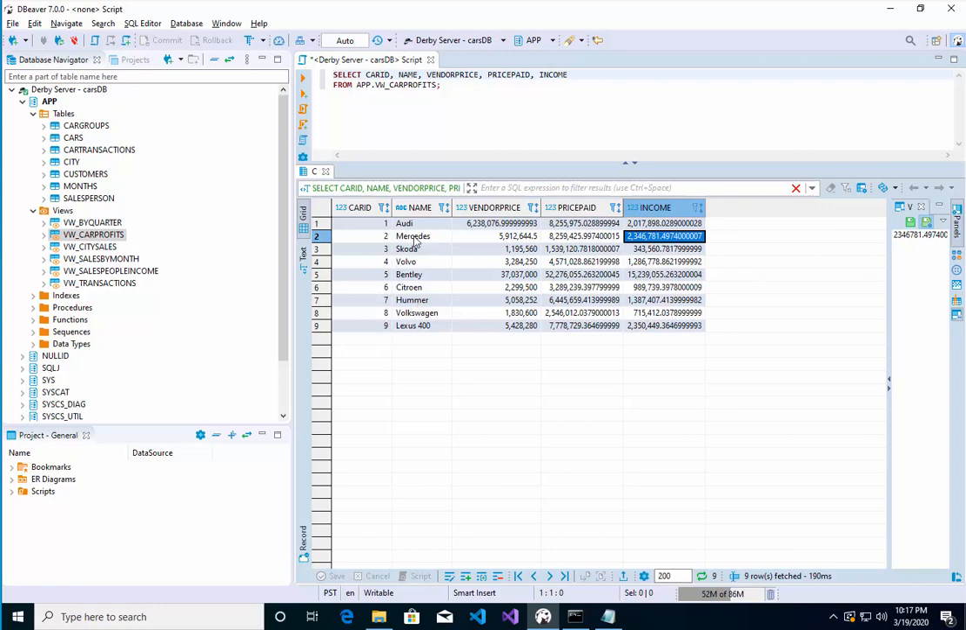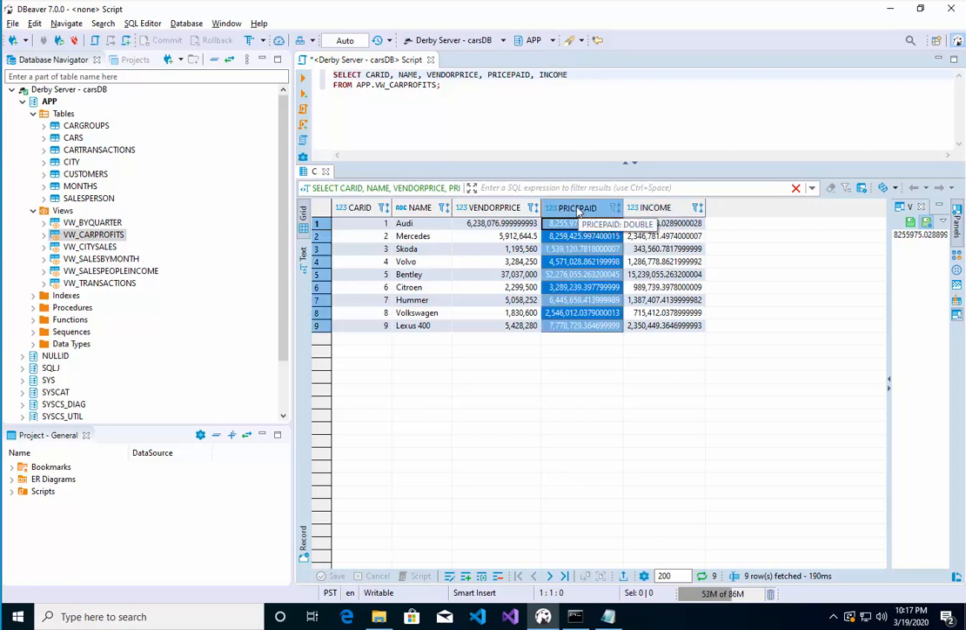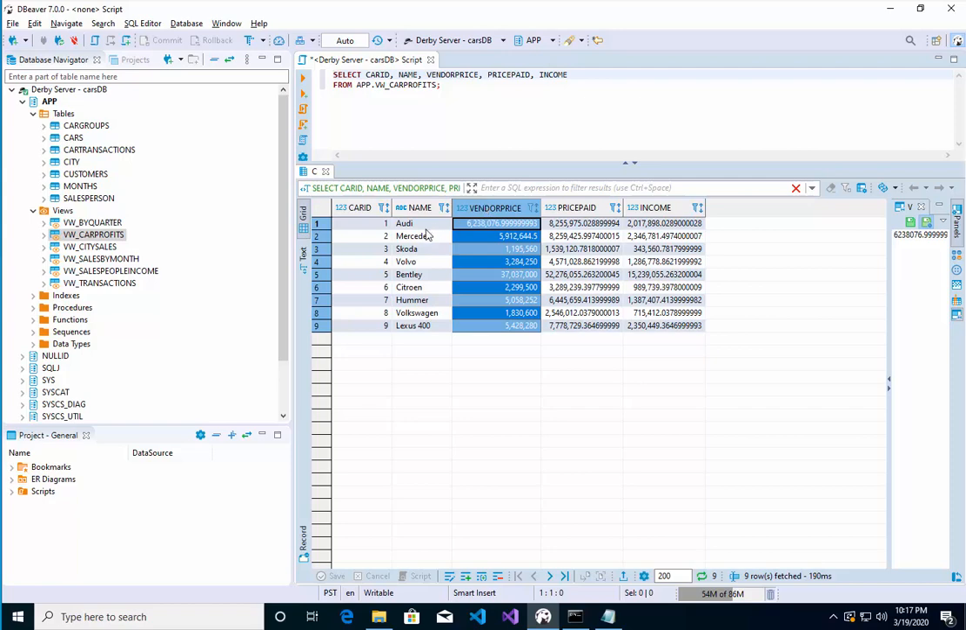Okay, so this is just income generated by each car. This is the price paid for each car. Well, all the cars grouped together. This is the vendor price of all the cars, and so on and so on. Okay, that's it for now.